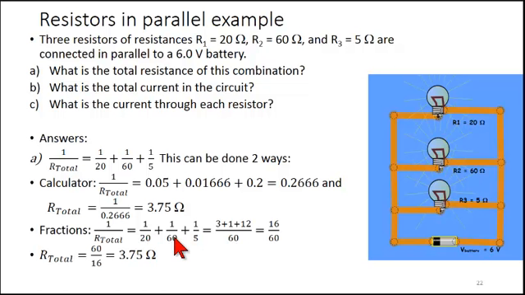The second one we just multiply by 1, we leave it untouched. And the third one we multiply by 12 to get 60. 5 times 12 is 60, so that's how we get the 12 here. So altogether this gives us 16 over 60. And then don't forget we need to invert that, so 60 over 16 turns out to be 3.75 ohms, exactly the same answer as here, and there shouldn't be any difference. Okay, so that's just for the total resistance.